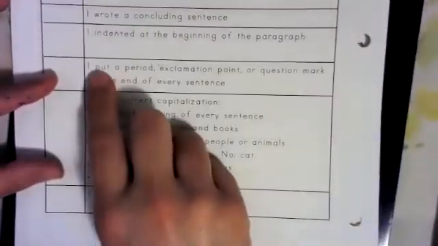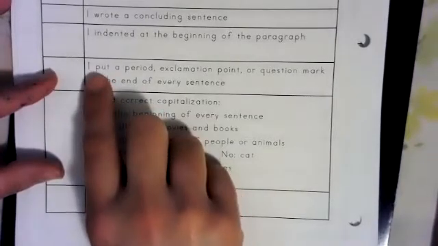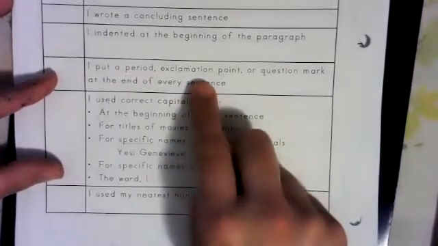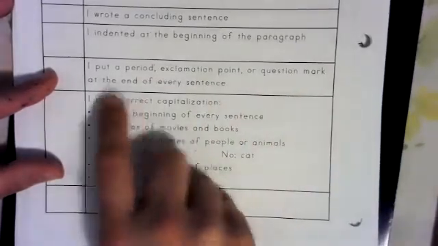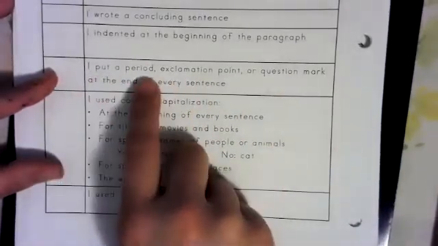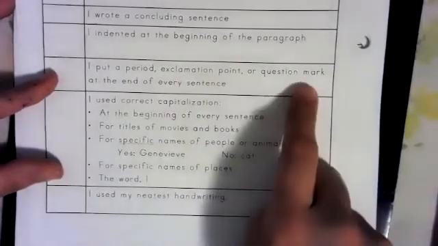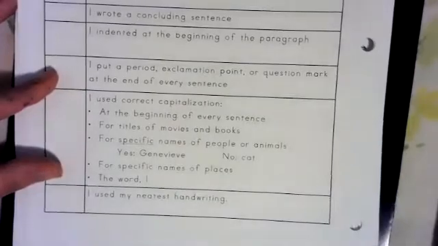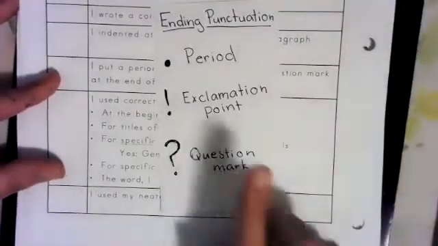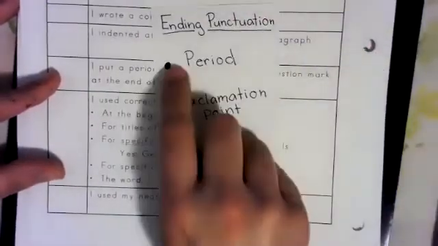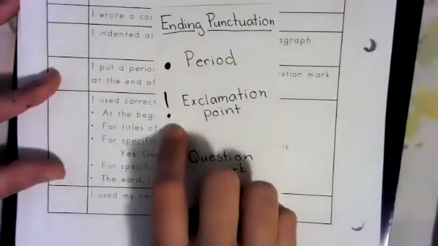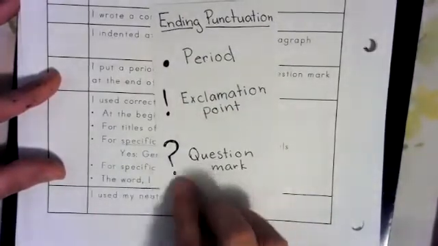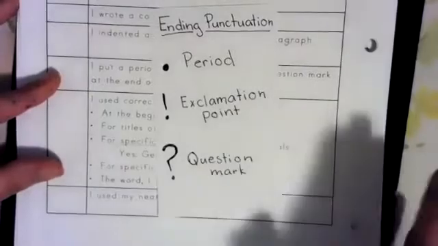So for correct punctuation, it says, I put a period, exclamation point, or question mark at the end of every sentence. To help myself remember what those look like, I made this sheet for me to remind myself. So here's a period, here's an exclamation point, and here's a question mark. And I'll look for those as I'm editing my work.